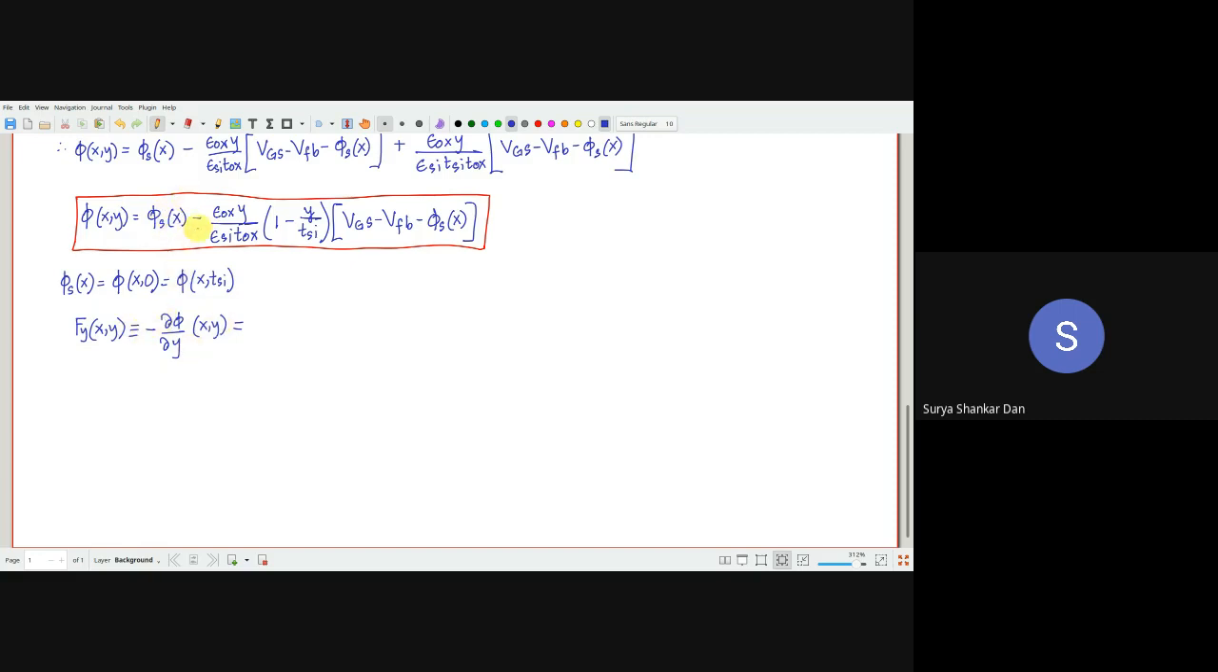This minus and minus will become plus epsilon_ox by epsilon_si t_ox, bracket, where y was here, y minus y square by t_si, so that becomes 1 minus 2y by t_si, into this whole term, V_gs minus V_fb. This will be a constant because V_gs and V_fb are constants. Phi_s is a function of x which is independent of y, so it will just behave like a constant here.